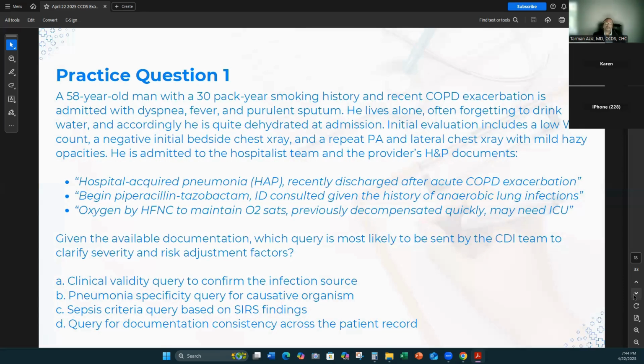Let's take a look at the first practice question together. I won't read it out loud. I'll give you a chance to read, and if you want to use the chat box, feel free to do so. Otherwise, I welcome you taking on the microphone and sharing verbally what you think the answer is and why. So take a few minutes to do that if you would.